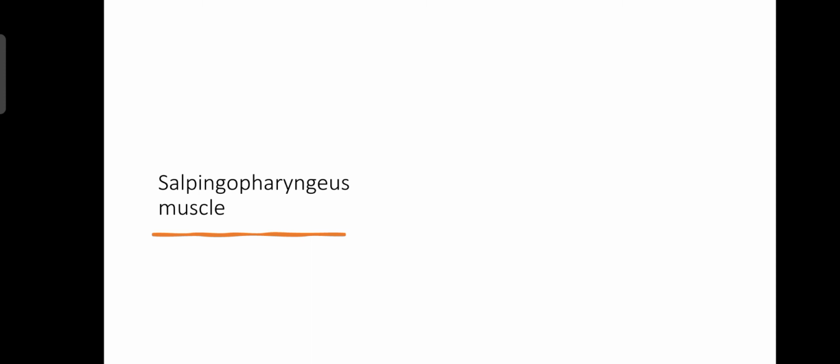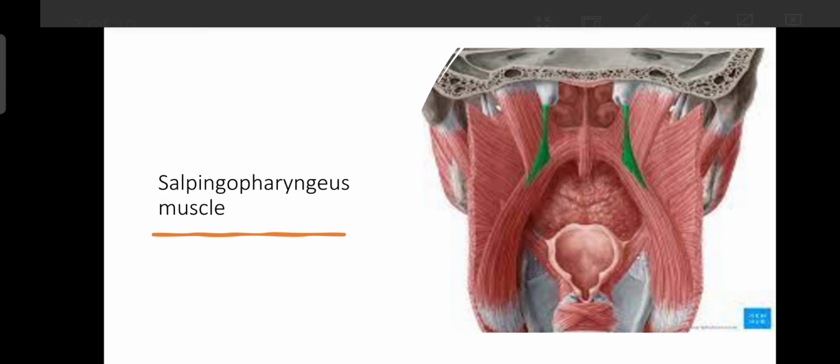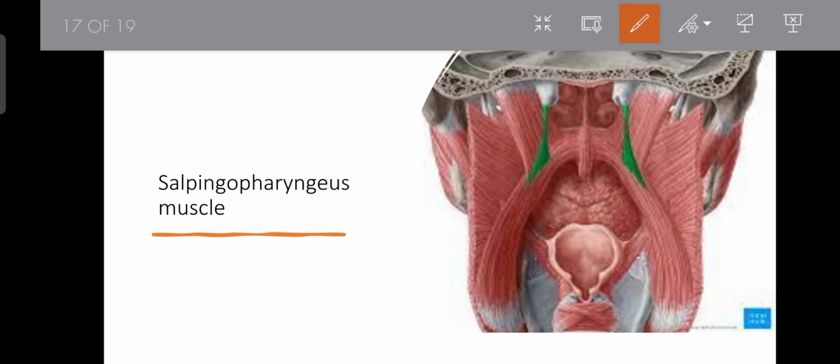Last muscle is salpingopharyngeus muscle. Salpingo means Eustachian or auditory tube, so the origin is cartilaginous part of auditory tube, and the insertion, as we see here, is the palatopharyngeus muscle. So the action will be helping the tensor veli palatini to equalize the air pressure between the nasopharynx and the middle ear.